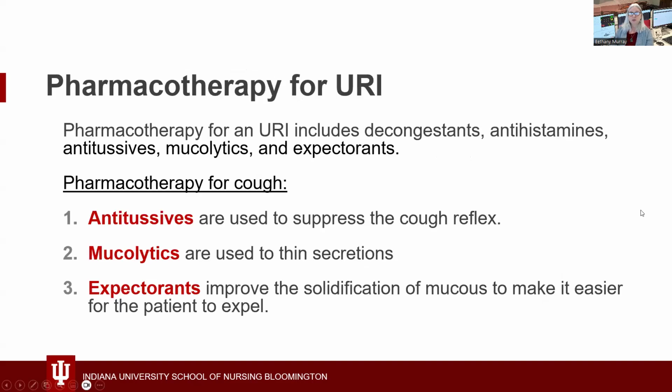So what is our prescription pharmacotherapy for upper respiratory infection? We usually have this divided into 3 categories. We have pharmacotherapy for the decongestants and antihistamines that I mentioned before, but then we also have 3 ways of treating cough. So we have antitussives, which are used to suppress cough and the cough reflex.